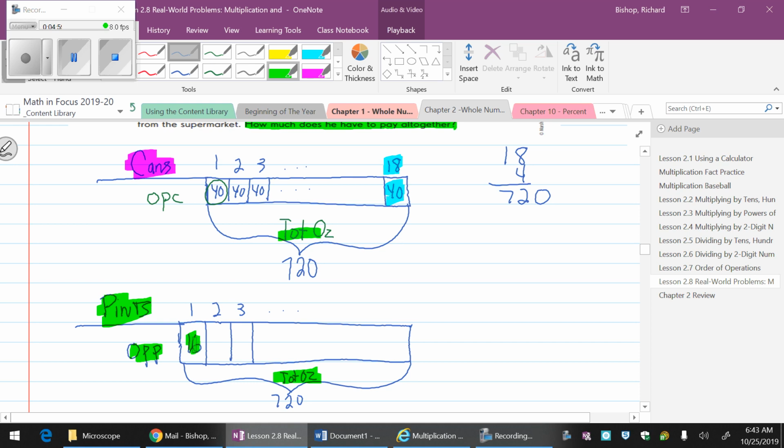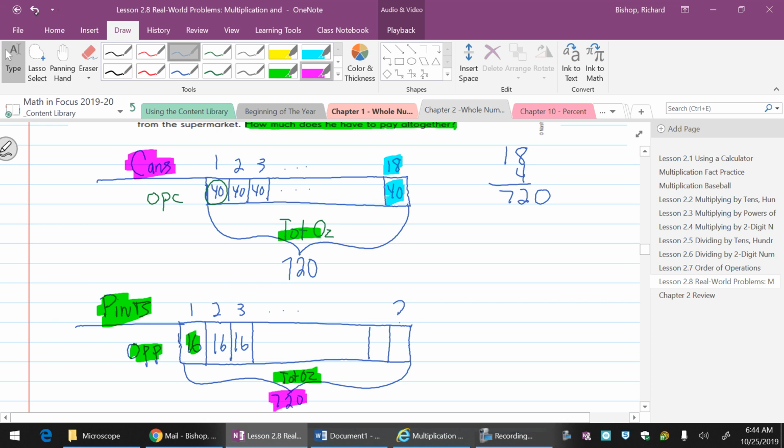Okay, so that pint is 16 ounces. Every pint is 16 ounces. I leave 2 boxes at the end, and you'll see why in another second. Do I know how many pints there are? Does it say anywhere how many pints there are? Nope, it doesn't. But what I do know is that I have a total number of ounces, 720. I know that I have equal parts.